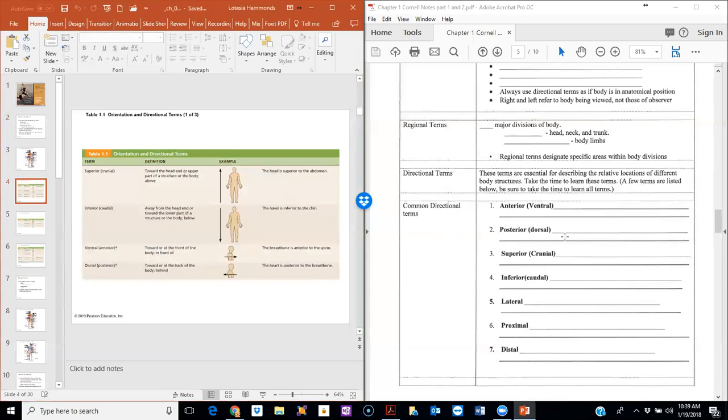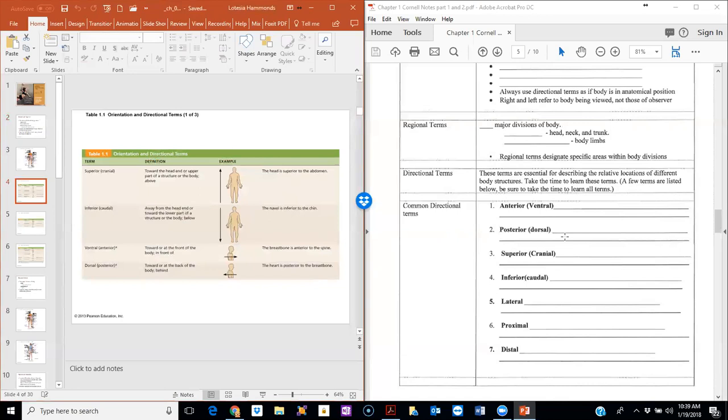Next is inferior or caudal. It describes a position below or lower than another part of the body, for example, the torso. It is near or towards the tail or the coccyx, or the lowest part of the spinal cord. Lateral describes the sides or direction toward the side of the body. The thumb, also referred to as pollex, is lateral to the digits.